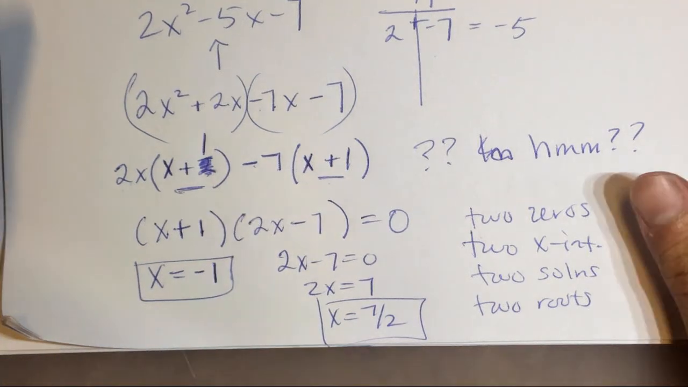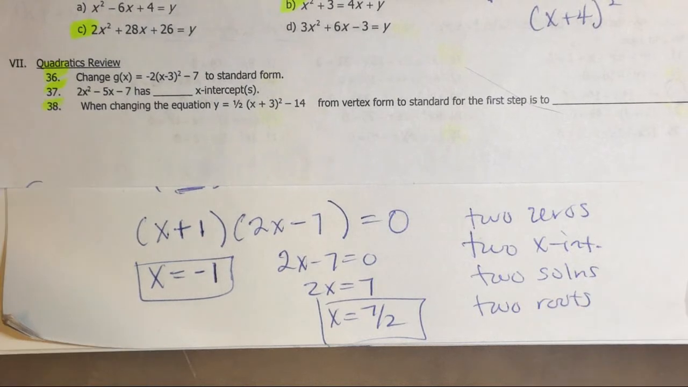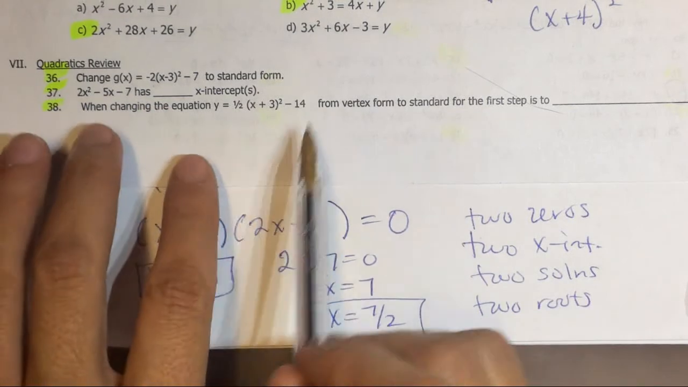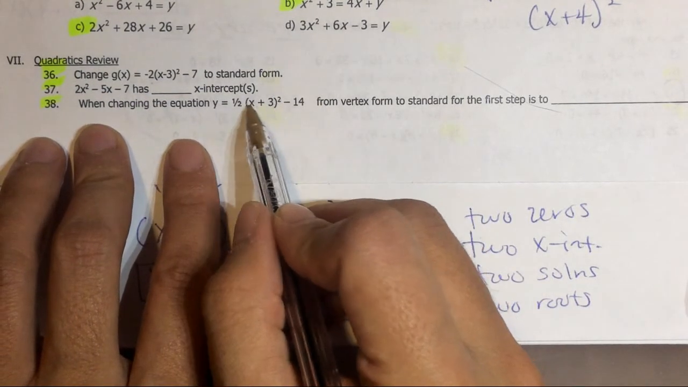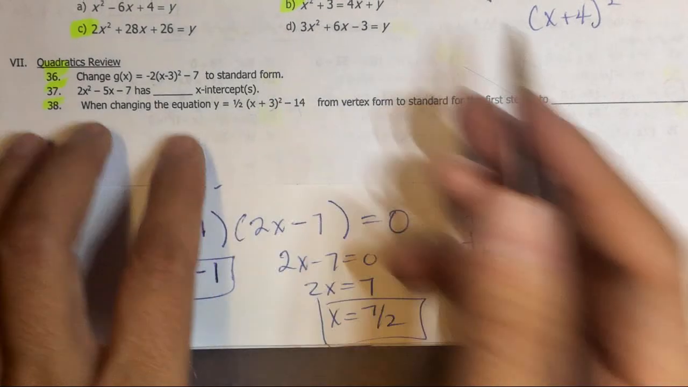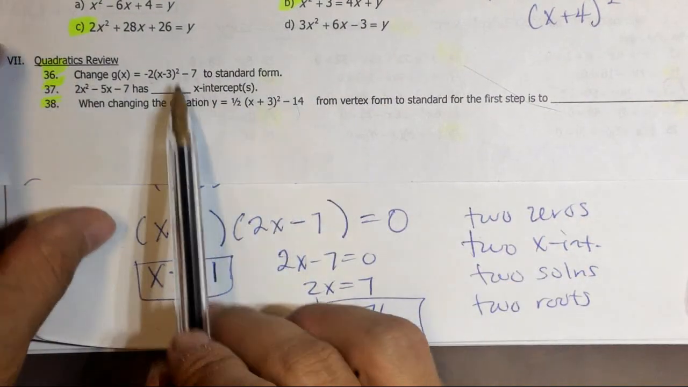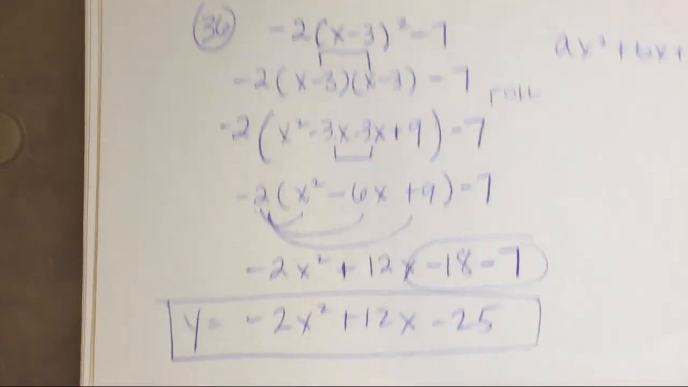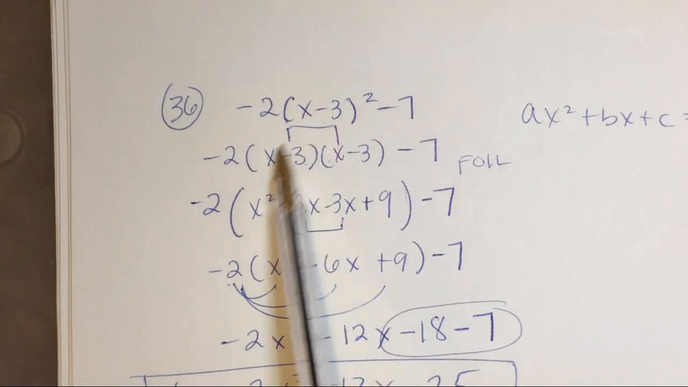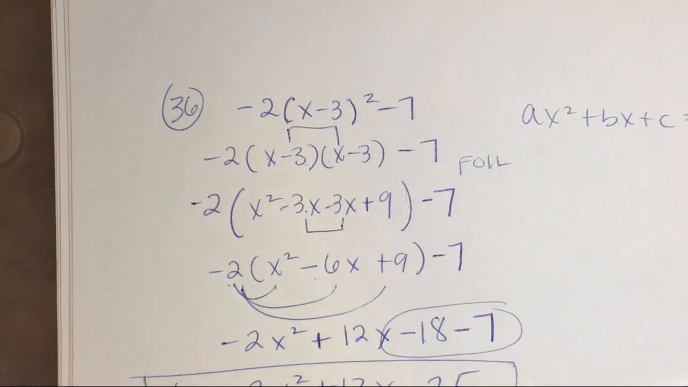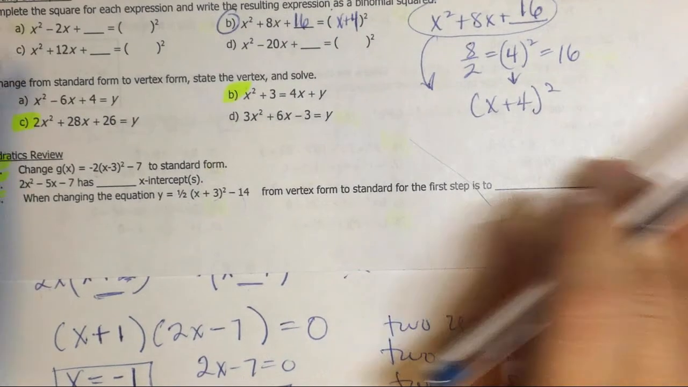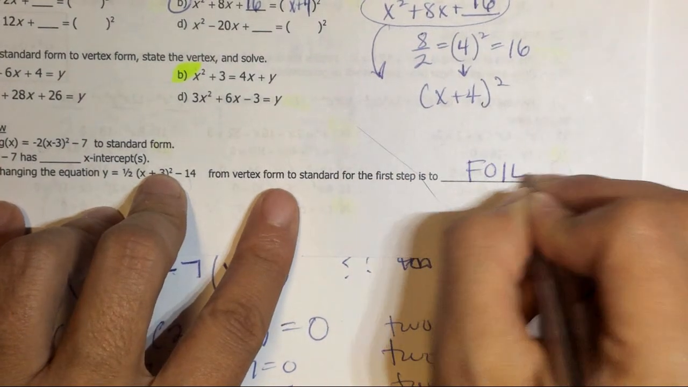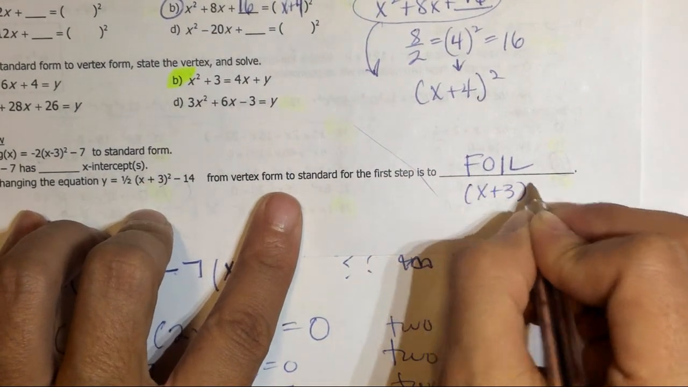Alright, so let's look at the last one, number 38. It says, when changing the equation y equals 1 half times the quantity x plus 3 squared minus 14 from vertex form to standard form, the first step is to. So what am I going to do? Am I going to distribute this 1 half, or am I going to FOIL this, or am I going to move it? The first step, look back at what we did on number 36. What did we do? We FOILed this out, x minus 3. So what I'm going to do here is FOIL x plus 3 squared.